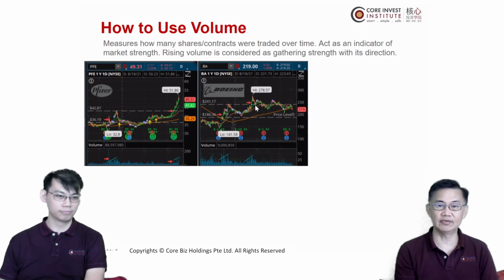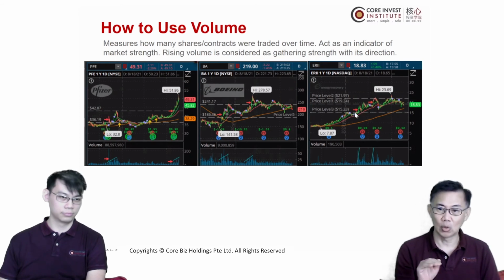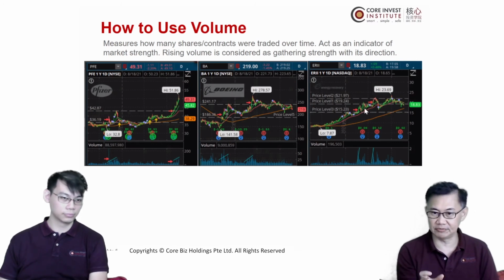Final example we have here is ERII. Now this is a very interesting stock. It goes up all the way, almost with no break. And then you can see that there is a huge amount of volume interest over there. And that drives another breakout point. Why? Because prior to that, it was consolidating for a short period, right?